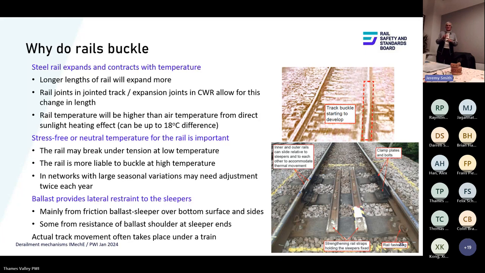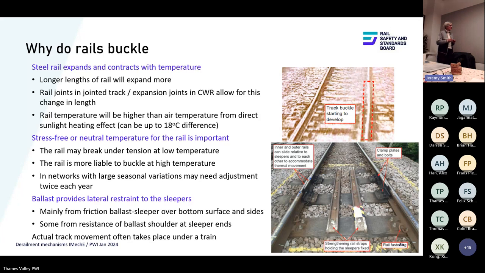If it's not right, then either it's going to break in the winter because it's being stretched too much, or it's going to buckle in the summer because it's got nowhere else to go. And the rail temperature will be higher than the air temperature because the solar effect on the steel heats it up locally.